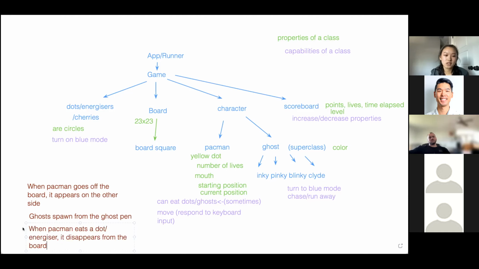And this is a very similar question, but when Pac-Man eats a dot or an energizer or a cherry, it disappears from the board. Where would be a good place to implement this functionality? In the game class? Or a property of the dot? Yeah, it might all be all the way down in board square potentially.